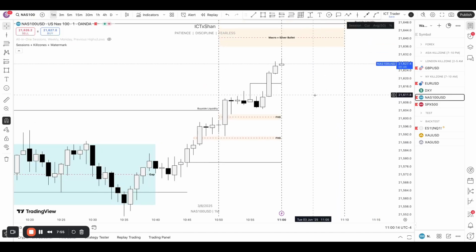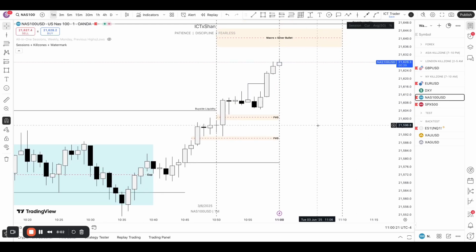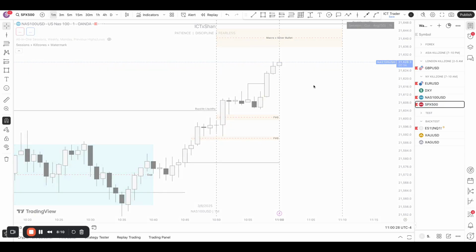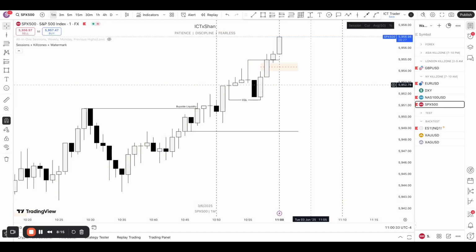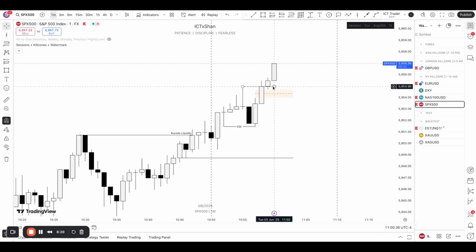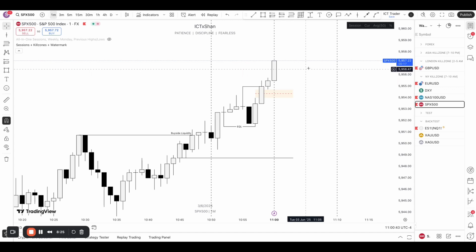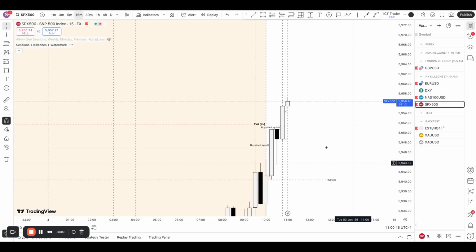NQ also went higher than ES. So this is the reason I said that today NQ is bullish and ES is bearish. So if you are looking for a long, then better to long from NQ, and if you are looking for a short, then better to take the trade on ES. Let's see, standing liquidity is staying above.